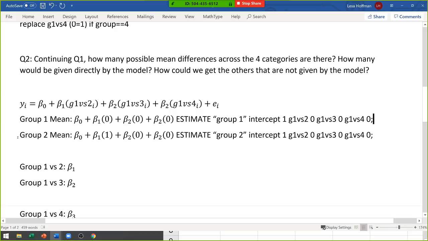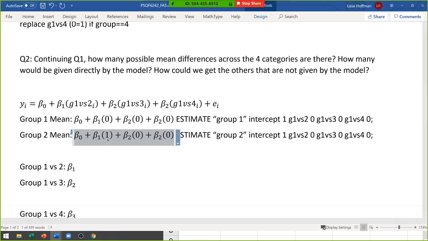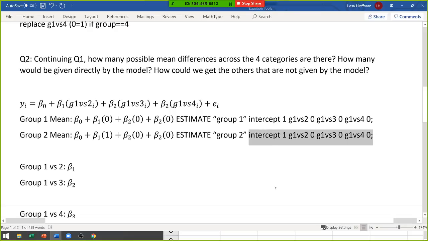There's nothing added to it. Group 2, however, is something that you'll have to ask for. So in this case, I add the value 1, because that's when group 1 versus 2, for if it's group 2, that takes a 1 instead of a 0. The others stay at 0. And so then in the estimate statement, or the lincom, I need to change that one to match. So the 1 goes behind the variable that would be coded 1 if that's the group you're looking for.